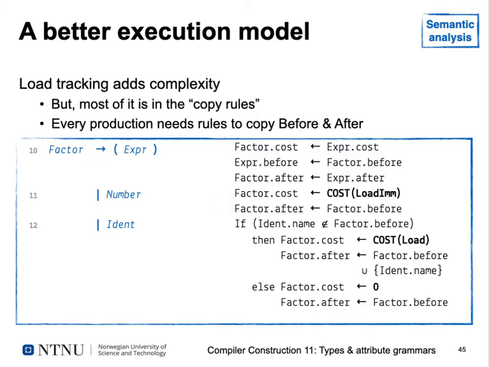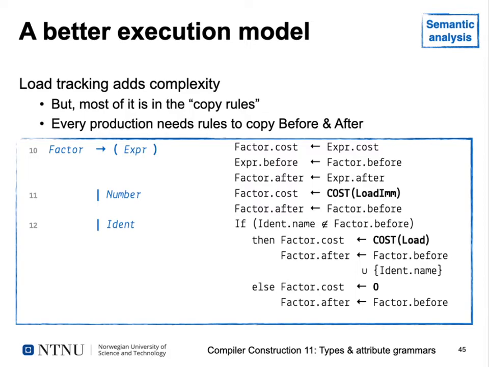And now we need to check if we encounter an identifier and we haven't seen this identifier before, then we need to add the cost of a load, and then actually add the name of the identifier to the previously read identifiers in the identifier set that is seen after we've seen this factor. Otherwise we just have a cost of 0 because we know this identifier, this variable, is already contained in a register, so we just copy the before set of identifiers we've seen to the after set because nothing has changed.